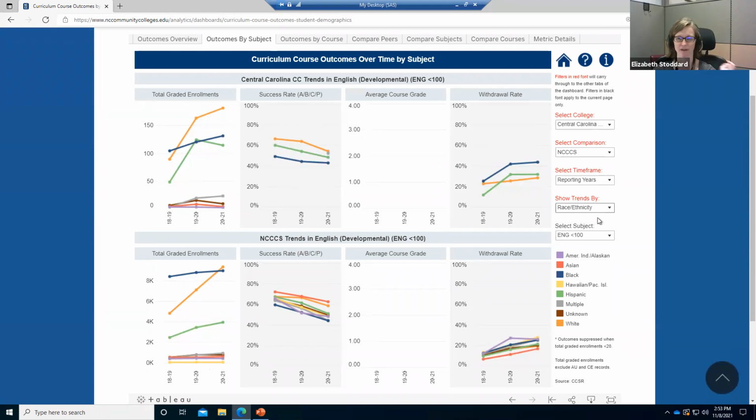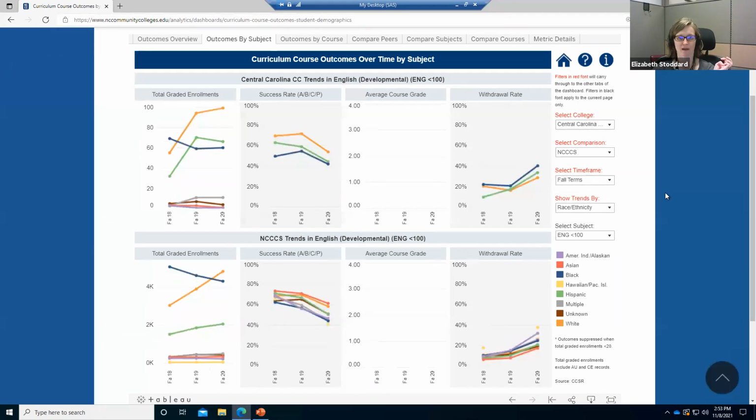And I'm looking at reporting years. I forgot to change it to fall terms. But it's going to be a similar picture here looking at fall terms. And I think that's true comparing to NCCCS as well, where there were more enrollments looking at the Hispanic, white, and Black students as compared to all of the other racial ethnic groups.